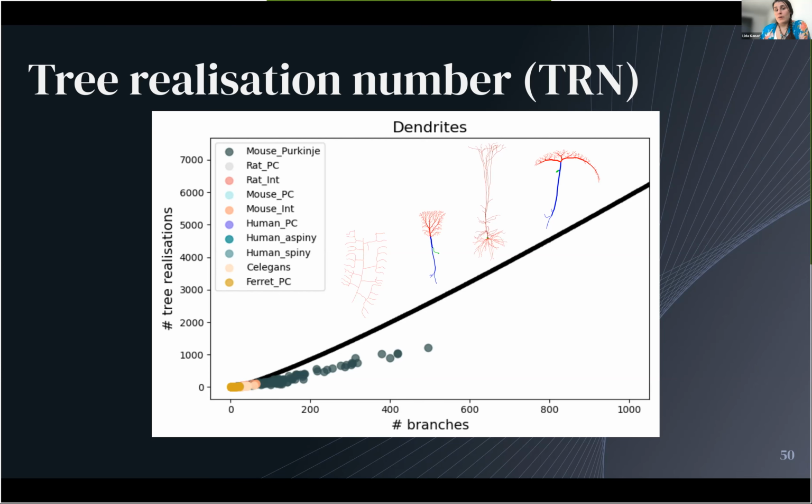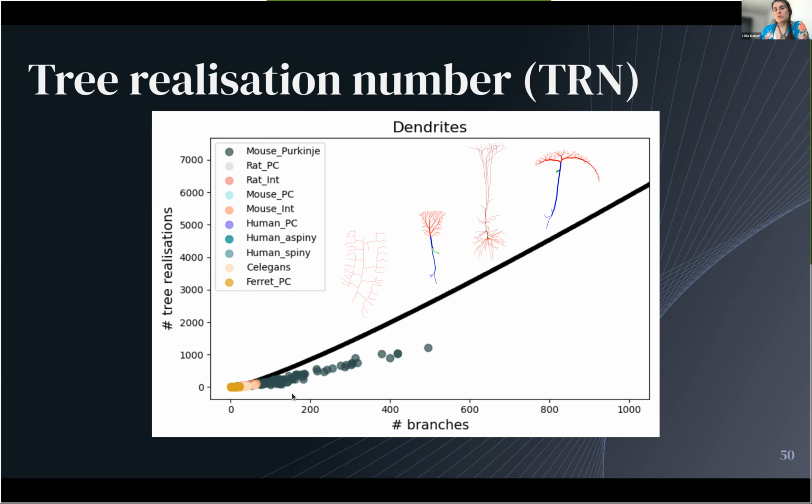And why is this biologically relevant? The number of tree realizations seems to follow a very distinct distribution in biological trees. If we plot the number of branches versus the number of tree realizations, the black curve is the maximum number of tree realizations for each number of branches. And here we have biological trees from very different neurons. Just a few examples: neurons from C. elegans, which are very simple, neurons from different types of flies, or the pyramidal cells that we've seen before. And they all fall into the same distribution.